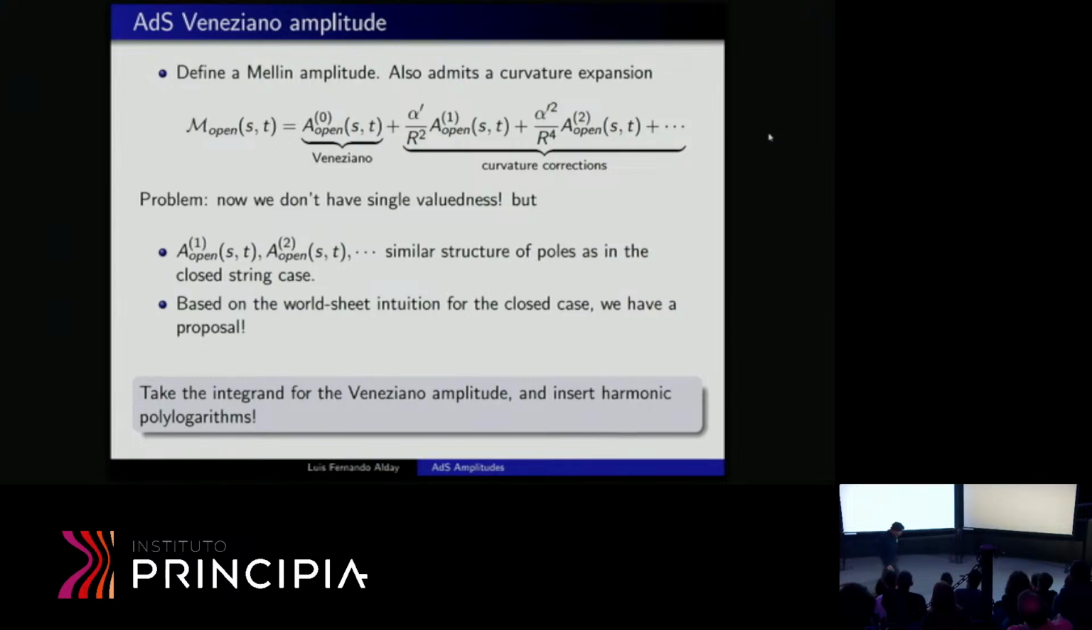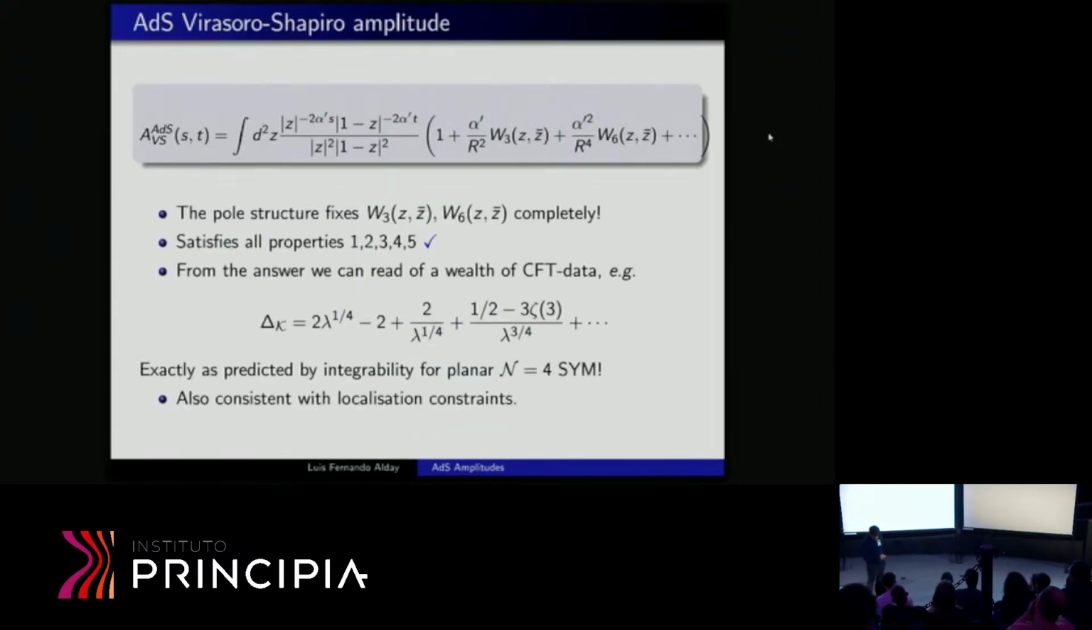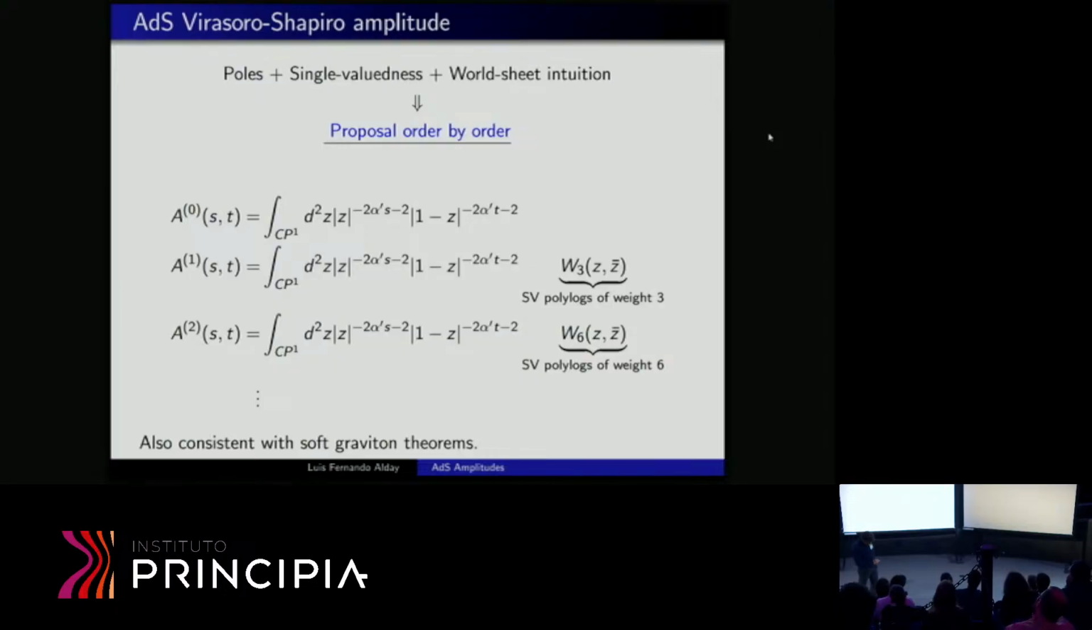In very much the same way, now the theory is a theory with n equals 2 supersymmetry, but you can define a Mellin amplitude, and this Mellin amplitude again admits a curvature expansion like this. Now, notice that in this case, the situation is a bit different to the scattering on ADS, because in ADS, for closed strings, we have single valuedness, while for open strings, we don't, okay?